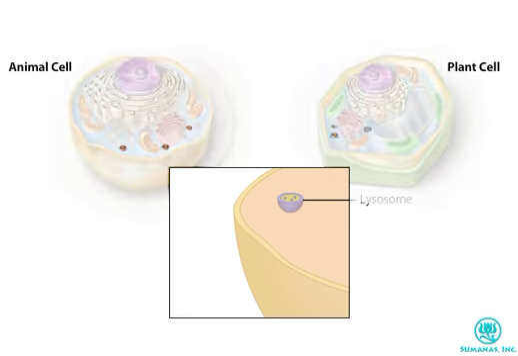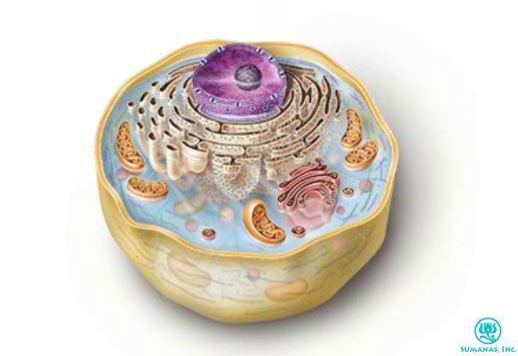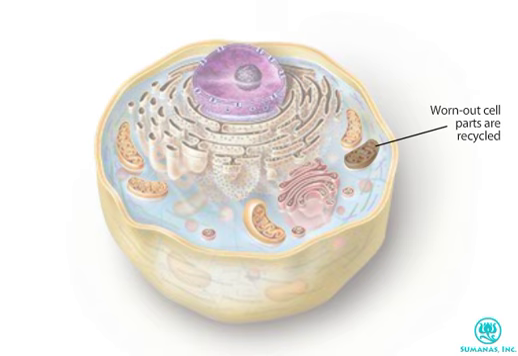Lysosomes are the cell's recycling centers. Full of digestive enzymes, lysosomes break down food and a variety of other particles taken in by the cell. The subunits from the particles can be used to build new cellular structures. Lysosomes can also break down and recycle materials from inside the cell, such as worn-out cell parts or molecules.